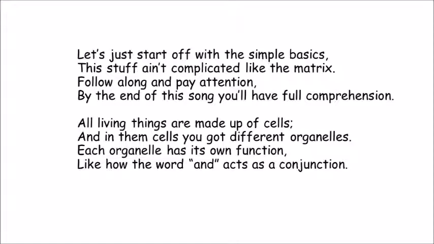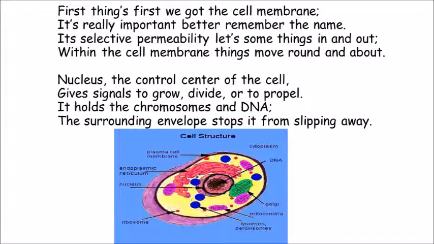All living things are made up of cells, and in them cells you got different organelles. Each organelle has its own function. First things first, we got the cell membrane. It's really important, better remember the name. It's selective permeability, like some things in and out. Within the cell membrane, things move round and about.